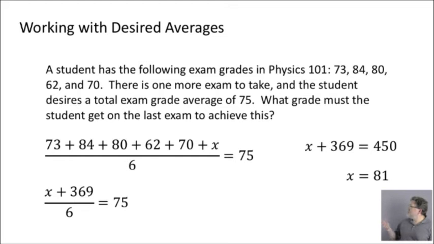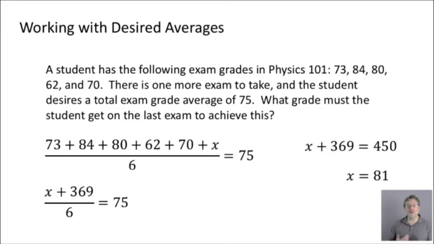Well, what we're doing is we're setting up the exact same formula for doing an average here. In this case, this is a non-weighted average. So we're counting each one of these exams exactly the same. There's no weighting associated with it. So we're just adding them all up and dividing by the number of exams, which is 6. But notice there's a variable up there. One of the exams we haven't taken yet, and so it's an unknown grade. But when we add all of those up and divide by 6, what we desire to get is 75.